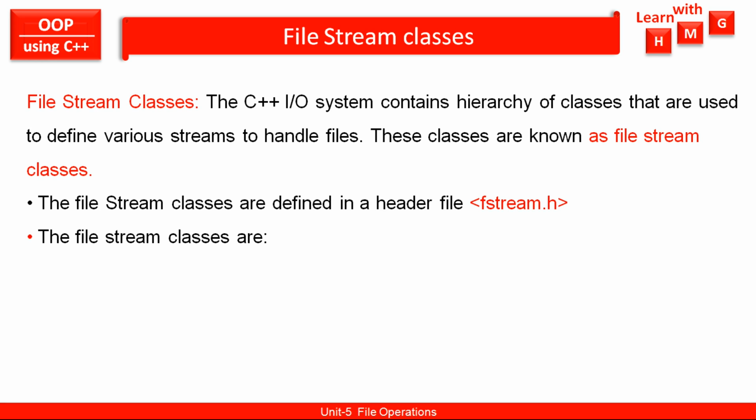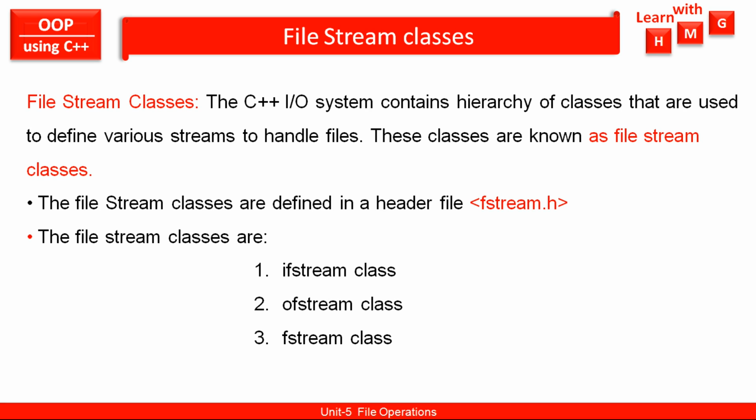Which are the various file stream classes? Let us see. The first file stream class is the input file stream class, that is the ifstream class. Second is the output file stream class, that is the ofstream class, and third is the fstream class, that is the file stream class. So these are the main three file stream classes: ifstream, ofstream, and fstream. So this is about file stream classes.